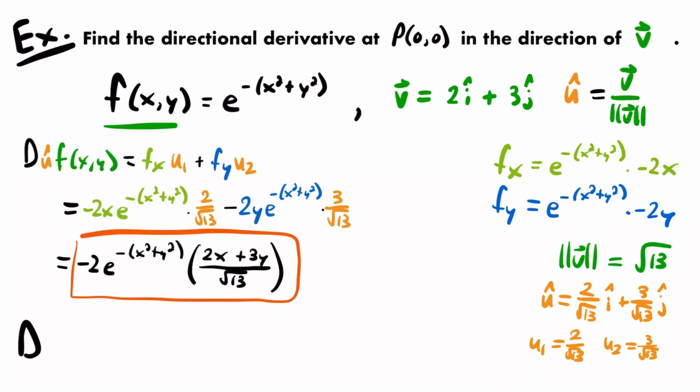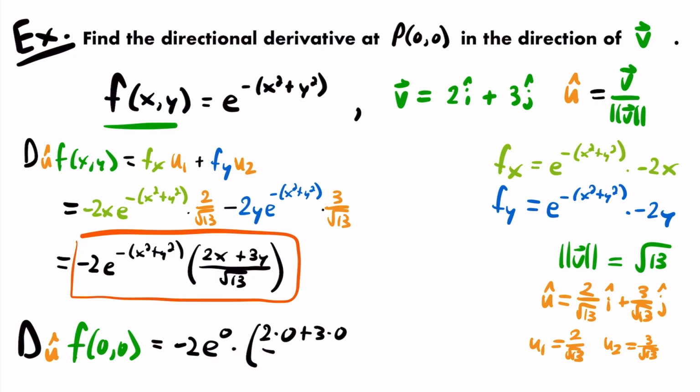The derivative in the direction of u for f of 0, 0 is equal to negative 2 times e to the power of negative 0 squared plus 0 squared, but that would just be 0, right? That whole exponent would just become 0, because we're plugging in 0 for both x and y, and that will be multiplied by 2 times 0 plus 3 times 0 divided by the square root of 13.